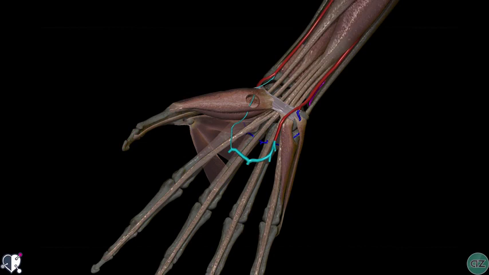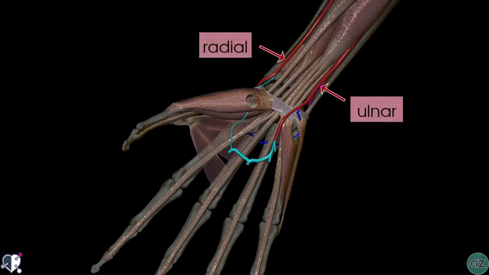What we're looking at here is an anterior view of the distal forearm and the hand. We can see the radial and ulnar arteries, which provide the arterial supply to the hand and the wrist via various different branches.